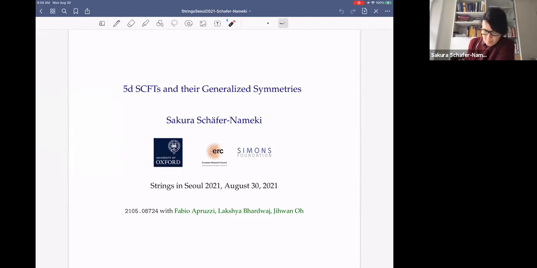5D. And this is work based on a series of papers, starting with some work with Dave Morrison, who actually also spoke this morning, and Brian Willett. And then the paper that this talk is largely based on is with these fantastic three postdocs in Oxford, Fabio Apruzzi, Lakshya Bhardwaj, and Jiahua Tian.